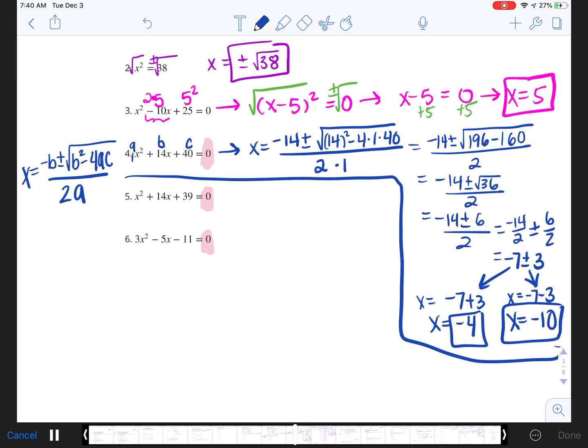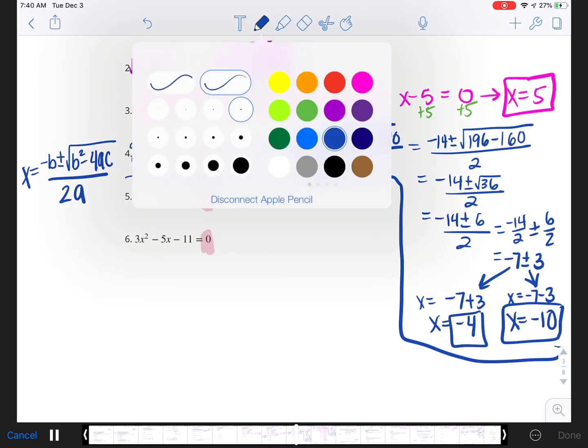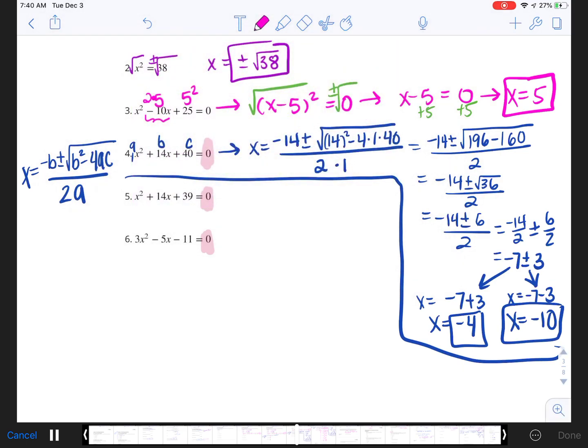careful about plugging it. So on number 5, my a is again in front of x squared, so it's 1. My b is in front of x, it's 14 again. But now my c is 39. So I'm going to go ahead and plug into my quadratic formula. So the difference this time is that my c is 39.